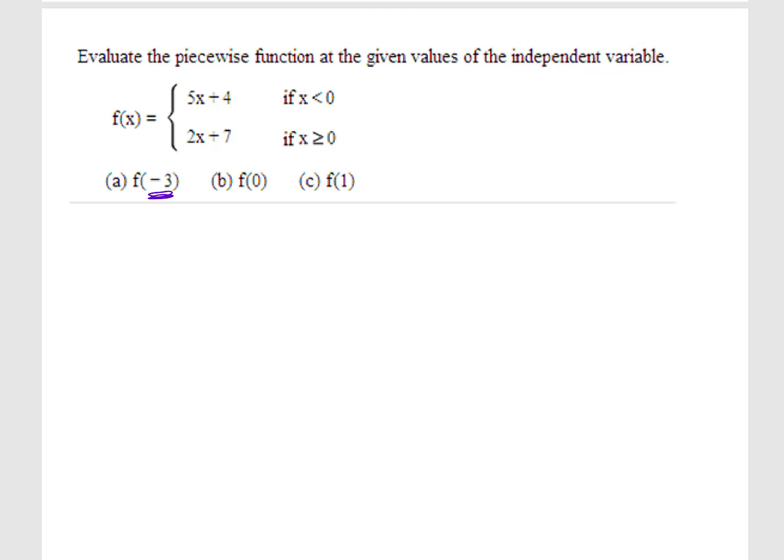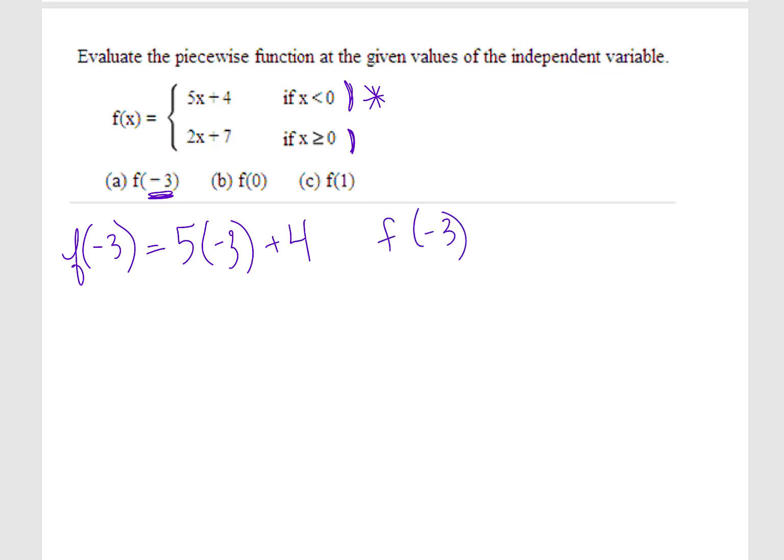F of -3. Is -3 in this category or this category? -3 is less than 0. So F of -3 would be 5 times -3 plus 4. We get -11.